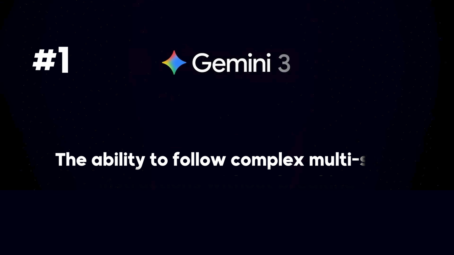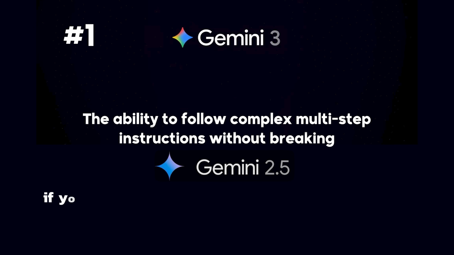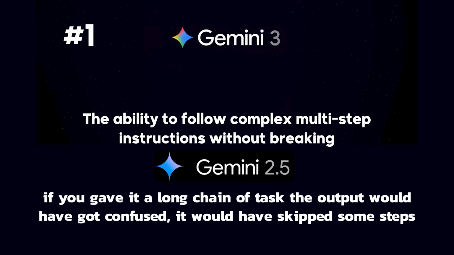So let's start off with one of the first upgrades that they've made, which is the ability to follow complex multi-step instructions without breaking. In 2.5, if you gave it a long chain of tasks, the output would have got confused, it would have skipped some steps, or it would have hallucinated. But in Gemini 3.0, you can give it a single prompt with multiple instructions, and it's going to be able to execute them most of the time correctly.